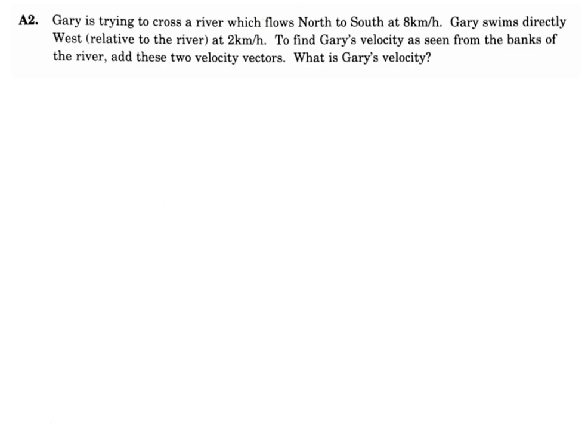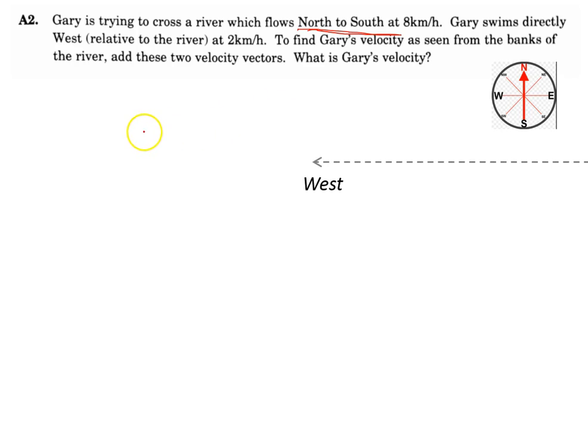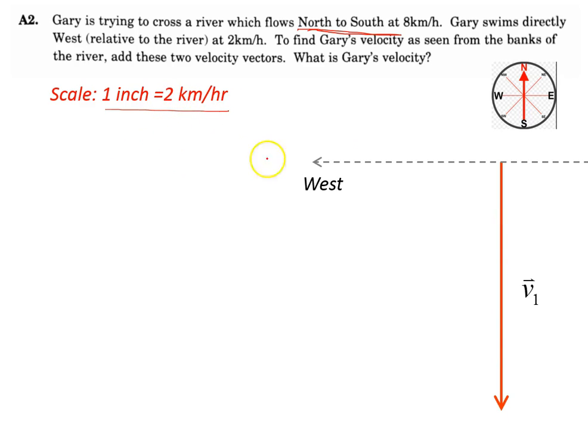Again, instead of x and y's, we've got north and south. That's not really any different, except now we're going to think in terms of a compass. He's swimming west, so I'm going to draw that just to guide my thinking here. We also need a scale. You can't do this without a scale. So 1 inch on my paper is going to equal 2 kilometers per hour. There is the velocity of the river, and I'm just calling that V1.